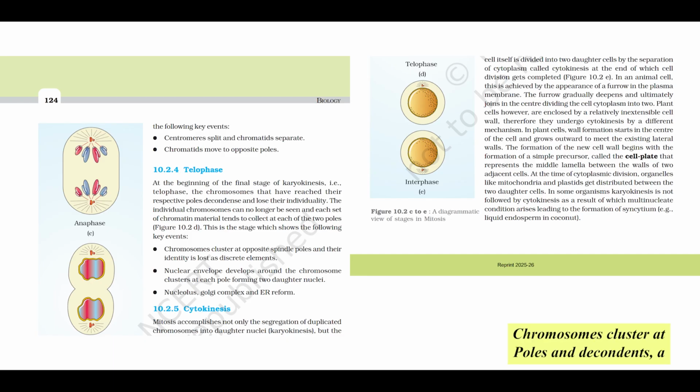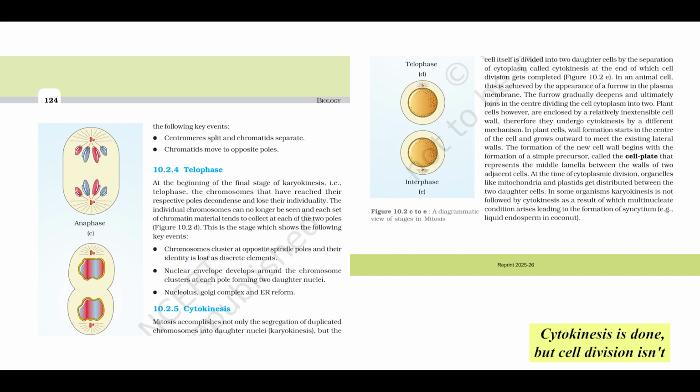So, key events of telophase. Chromosomes cluster at poles and decondense. A nuclear envelope reforms around each cluster, forming two daughter nuclei. And the nucleolus, Golgi, and ER reappear. Karyokinesis is complete. Okay, two new nuclei formed. But the cell itself is still one big unit, right?